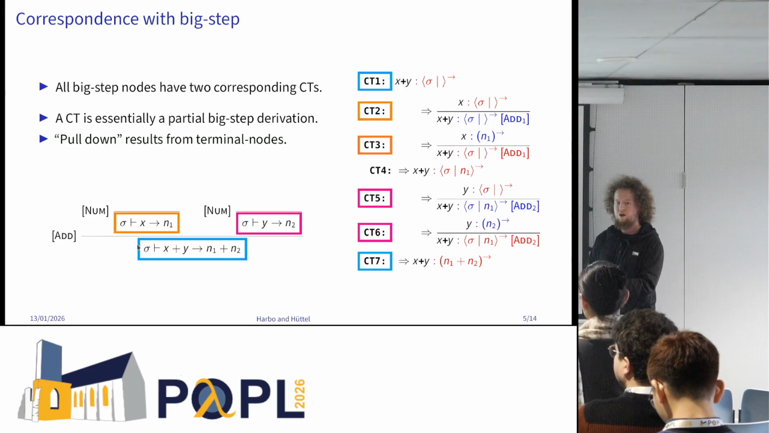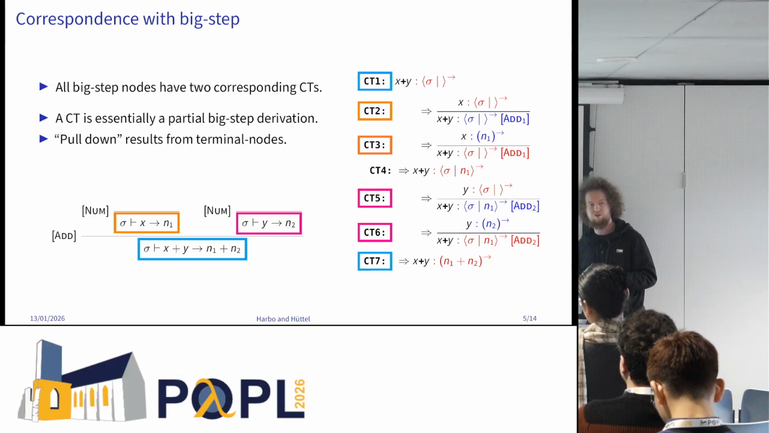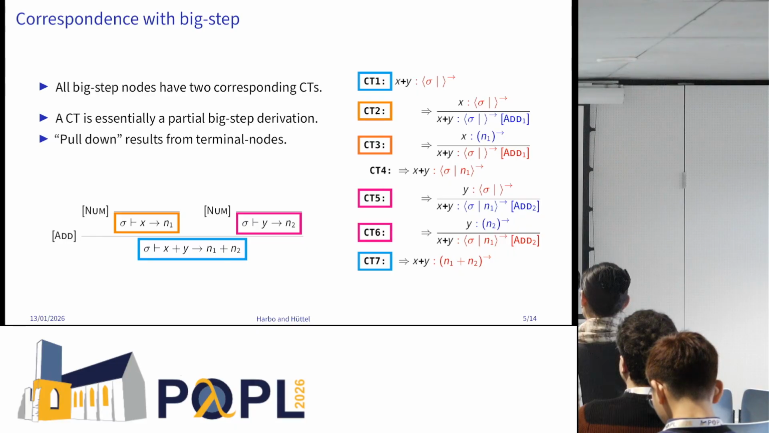So now that you have seen how these rules work, we can also observe the correspondence between a big step derivation and an equivalent CTS transition sequence. So here we have the same transition sequence and an equivalent big step derivation. And in the root of the derivation, we can see that x plus y is evaluated in the context of sigma, and that is what we see in CT1. Furthermore, the root node over here says that x plus y evaluates to n1 plus n2, and that is what we see in the last computation tree down here.